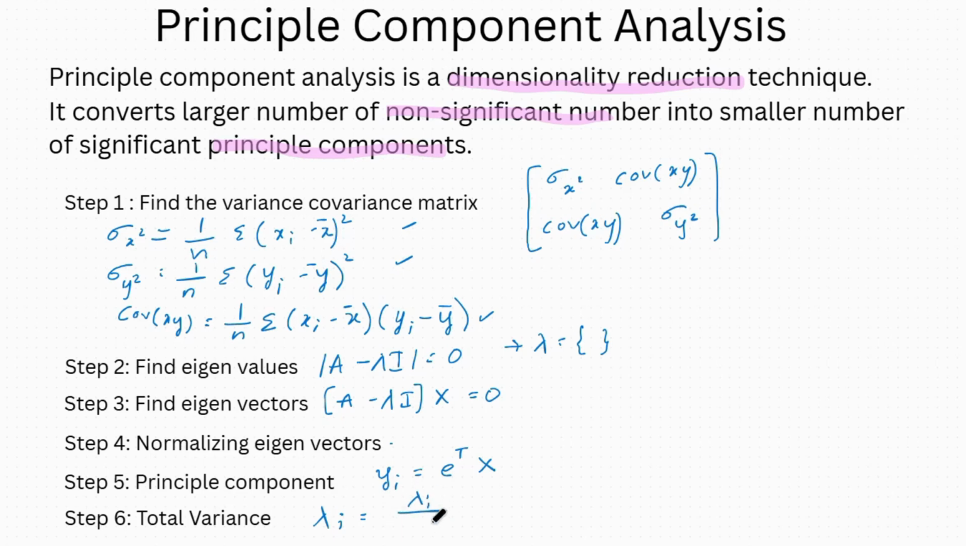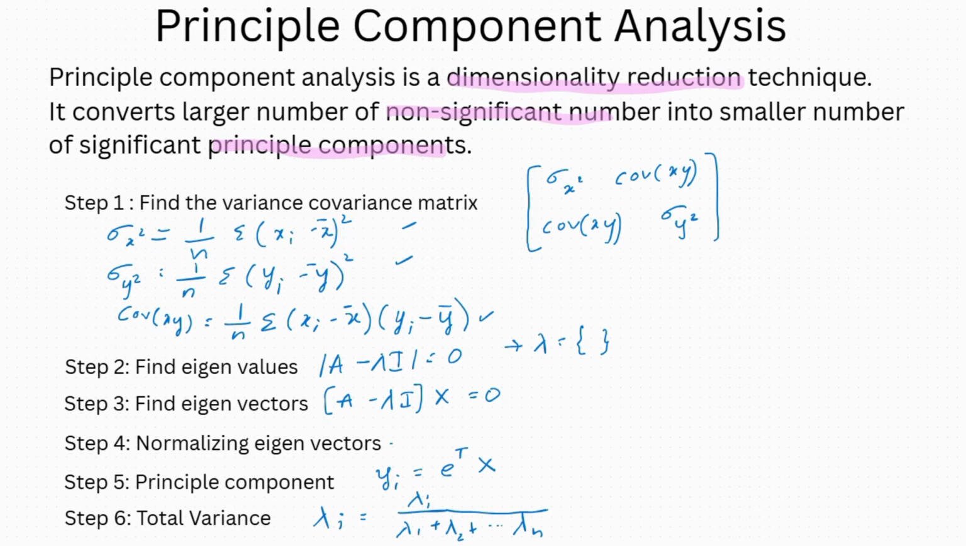And total variance can be found by using lambda i by sum of n lambdas. How many lambda values you get, those many lambda values you are going to add and divide. So this is the formula to find principal component analysis. So these are the steps to find the principal components and the total variance.